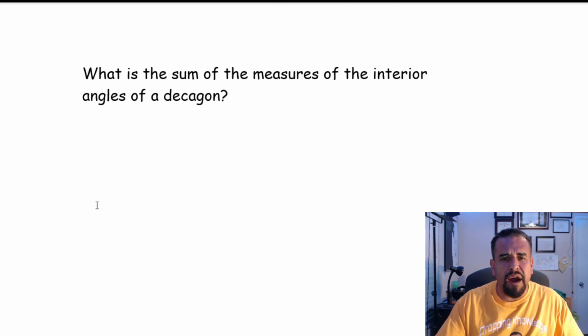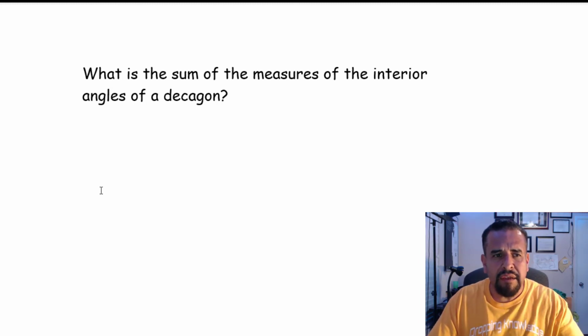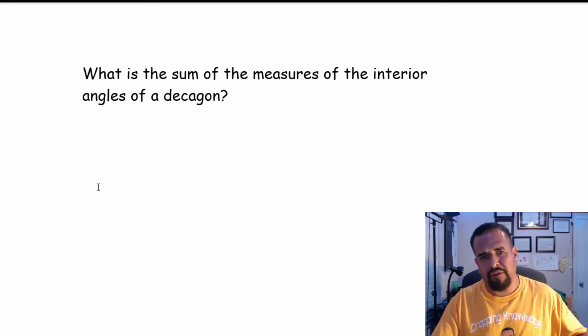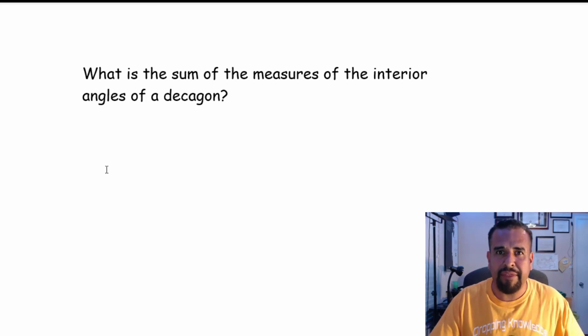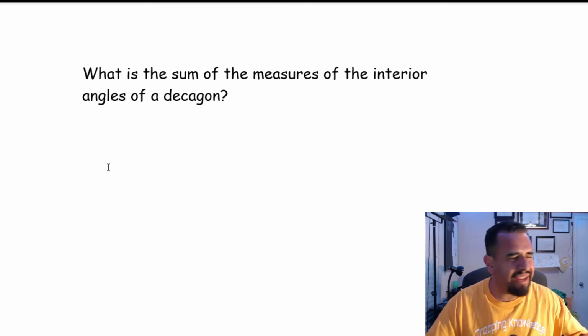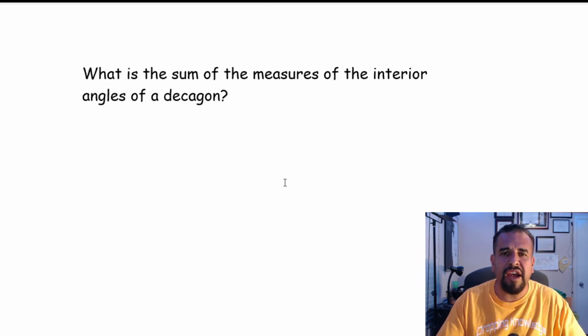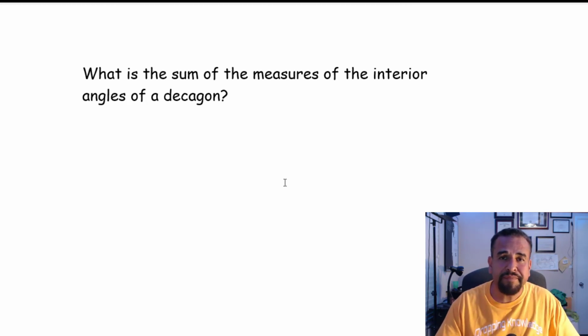What is the sum of the measures of interior angles of a decagon? Can you solve it? What's a decagon? Sounds like some kind of transformer. Pause the video and see if you can find the measure of the interior angles of a decagon. I'll be here waiting.